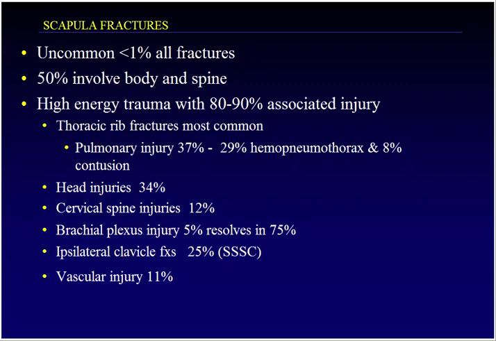And so you really need to be on the lookout for concomitant injuries, particularly thoracic rib fractures, pulmonary injuries seen in about a third of patients with scapular fractures. 29% of patients can have a hemopneumothorax. Others have pulmonary contusion. Head injuries you see in about a third of patients with scapular fractures, cervical spine injuries, brachial plexus injuries, and other injuries as listed there. So the important point is to recognize that the scapular fracture is an indication of very high energy trauma, and look for other injuries, both orthopedic and non-orthopedic.